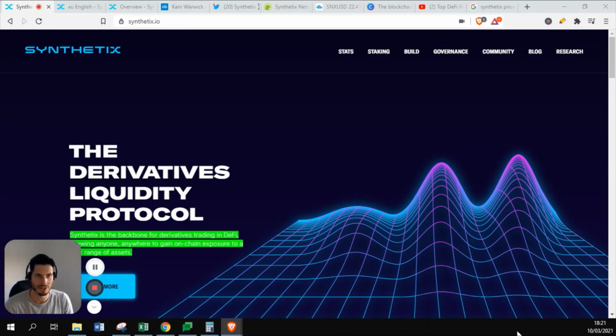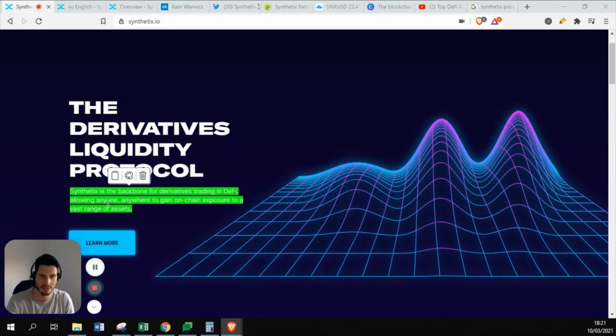This week we'll discuss Synthetix. Synthetix is built on the Ethereum blockchain. It's the ERC20 token. This is their main website, synthetix.io. As they explain themselves, Synthetix is the backbone for derivatives trading in DeFi, allowing anyone, anywhere to gain on-chain exposure to a vast range of assets.